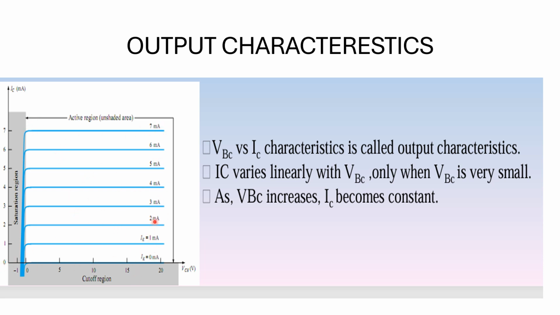Whatever amount we increase IE, the same amount we see in the output. IE is equal to IB plus IC, but here IB is negligible because the base is very lightly doped and very thin. The recombination is very less, in terms of microamperes. Both IE and IC are in terms of milliamperes, so IB is negligible. IC is approximately equal to IE. These are the output characteristics. The output characteristics are classified into three regions: saturation region, active region, and cutoff region.